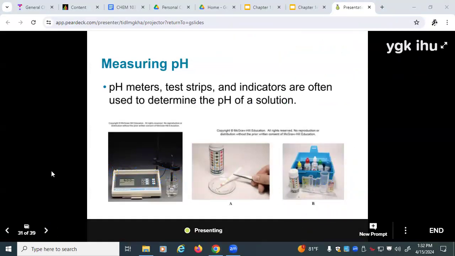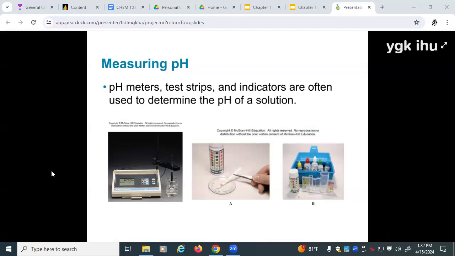Okay. When it comes to measuring pH, have any of you looked, what lab are you doing today, tomorrow? That's a pretty deafening silence right there.